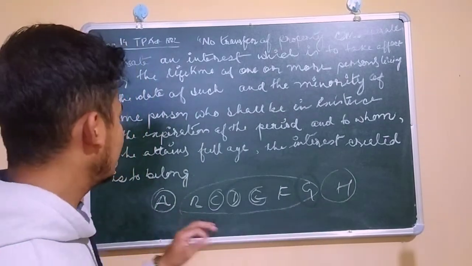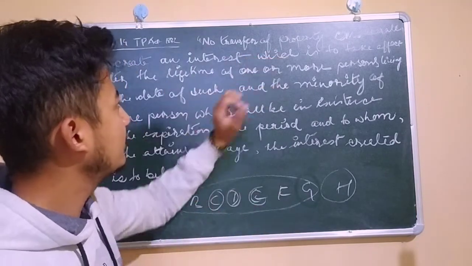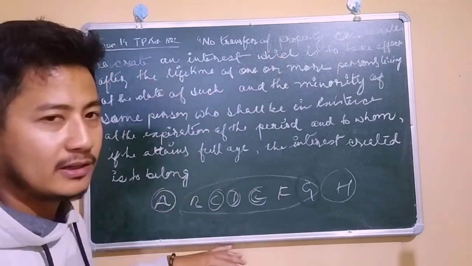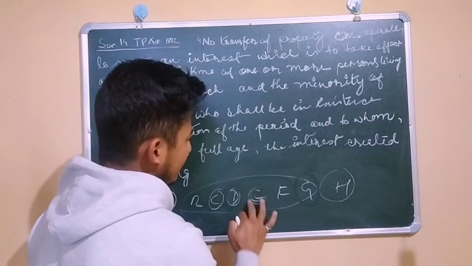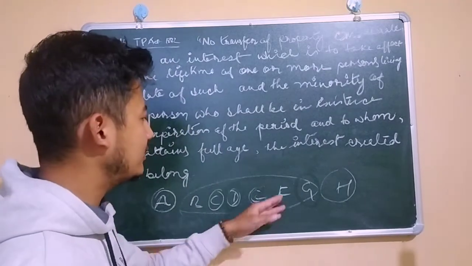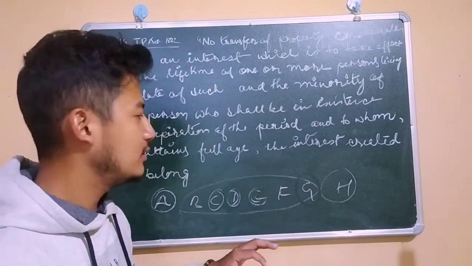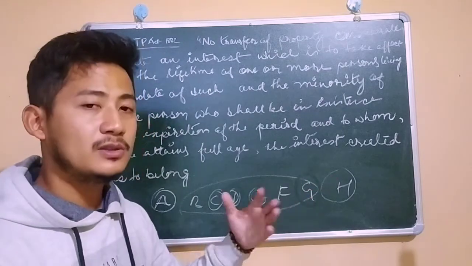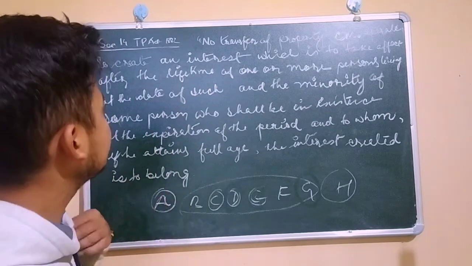So in that case, such a transfer cannot be done. No transfer, so no interest can be created. Because if D or E dies before H comes into existence, or say G dies before H comes into existence, in that case such a kind of transfer cannot be done. That is what it is saying.